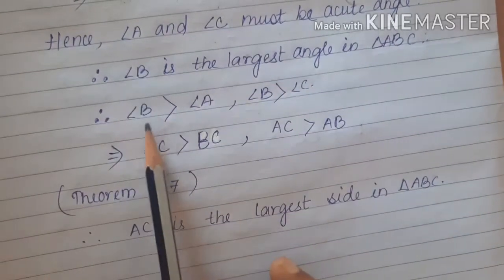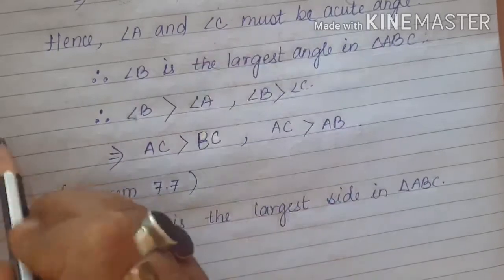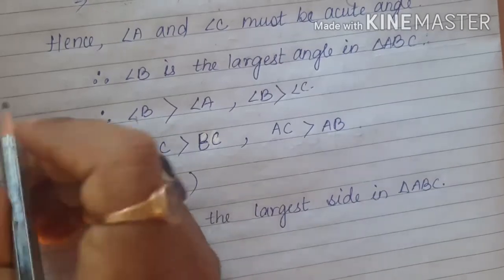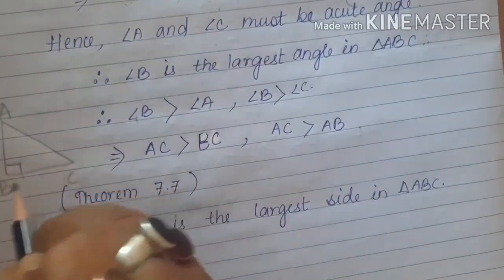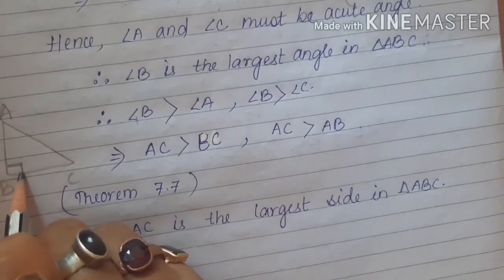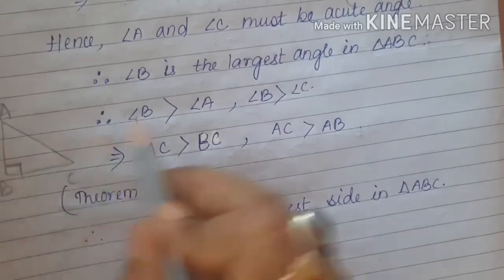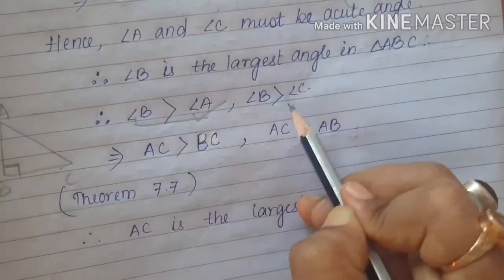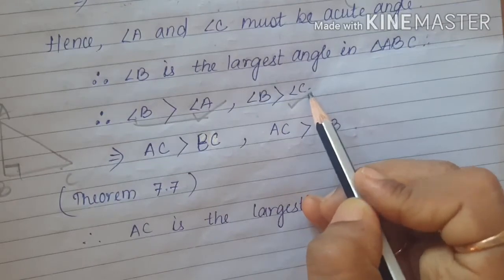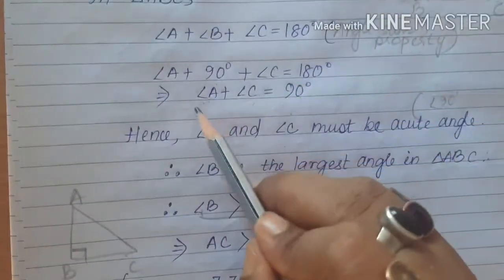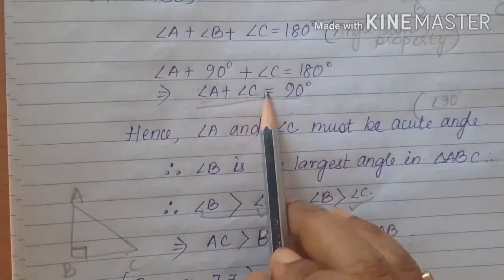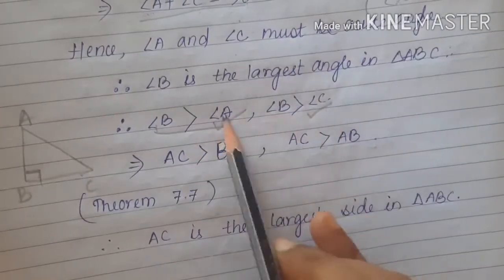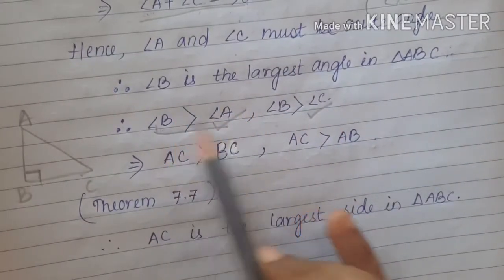So we can say angle B should be greater than angle A. Where is our angle B? This was our angle B, this is C and this was our A. This is 90, so we got angle B as the greater one. Next we can say that angle B is greater than angle A, and also that angle B is greater than angle C, because we already got angle A and C as acute angles. By which statement did we get this? By this statement: angle A plus C is equal to 90 degrees. By this statement we can conclude that angle A and C are acute and both are less than angle B.